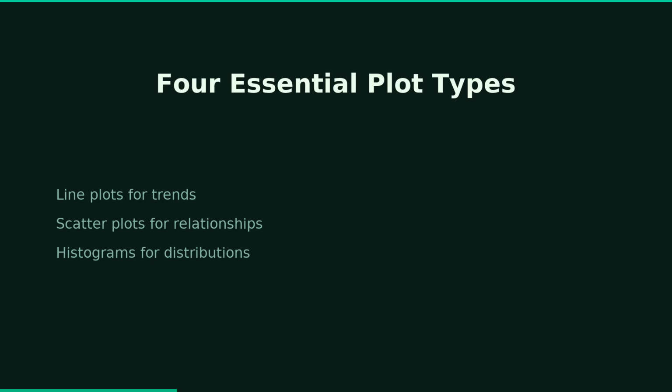Every machine learning practitioner must master four fundamental plot types. Line plots reveal trends over time, perfect for monitoring model training progress. Scatter plots explore relationships between variables, essential for feature correlation analysis. Histograms show data distributions, crucial for understanding data pre-processing needs. Bar charts display categorical data, vital for class balance assessment.